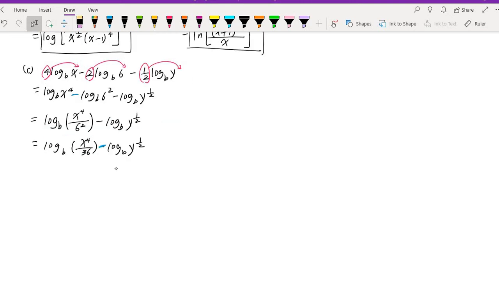Now we have another subtract, so we're dealing with another quotient rule. So I'm going to have log base b, that will be x to the 4th power over 36. That is actually my m, the whole thing is my m, over y to the 1/2 power.